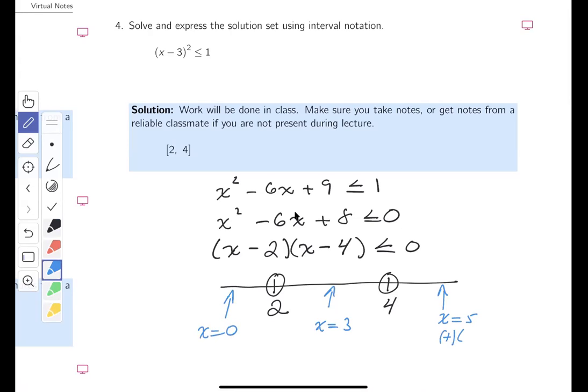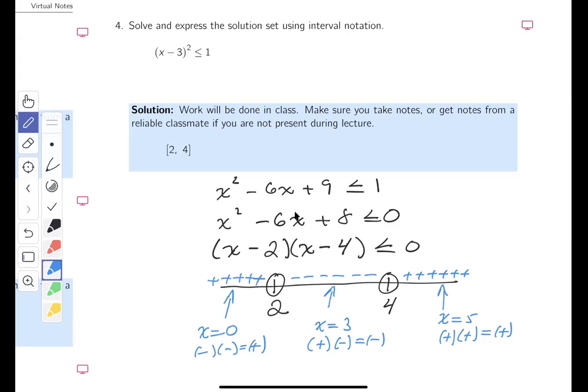Plug in a 5. What do you get? Positive times a positive. Well, I hope you realize a positive times a positive is a positive. So this entire interval here is positive. That goes on for a long time. If you plug in 3, well, 3 minus 2 is positive, and 3 minus 4 is a negative number. What's a positive times a negative? A negative number. So this interval here is all going to be negative numbers. Let's try the 0. What do you get? A negative times a negative, which is a positive number. This entire interval is positive.